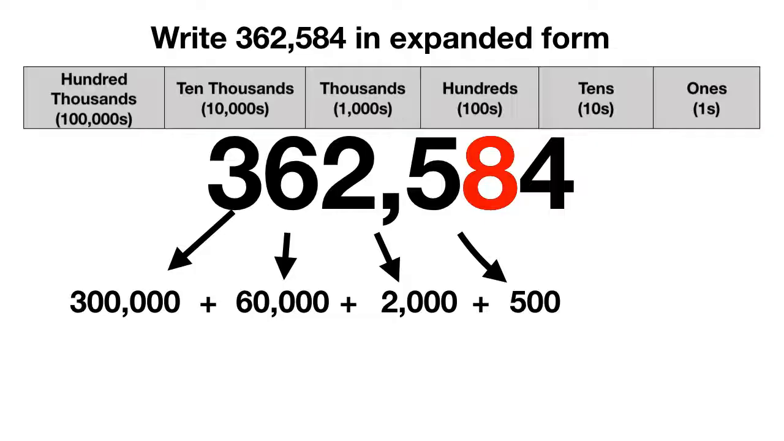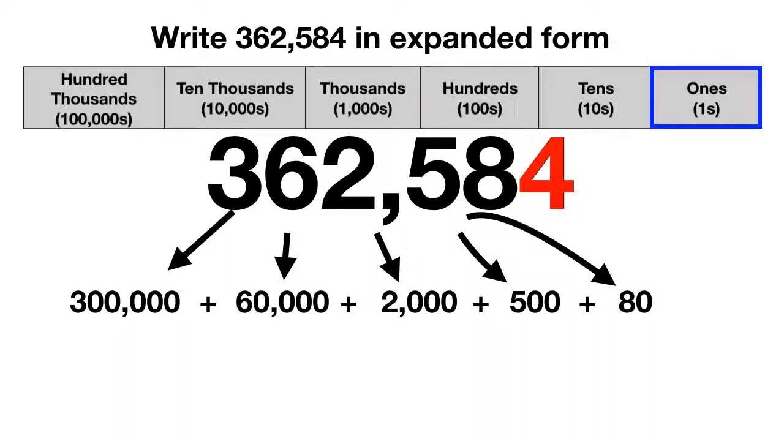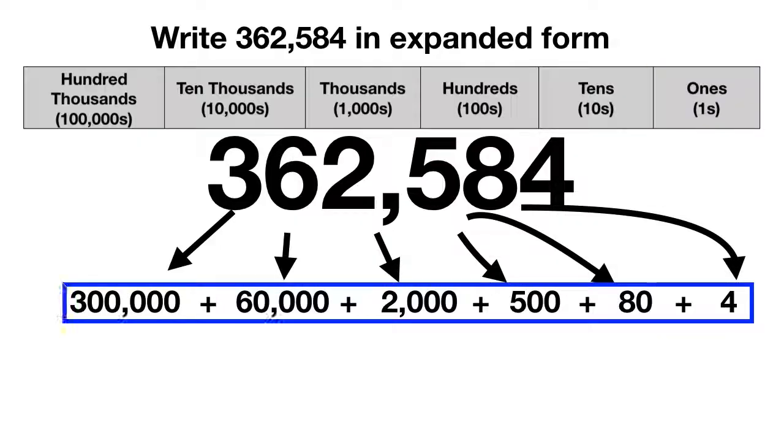What place value is the 8 in? The 8 is in the tens. 8 tens has a value of what? 8 tens has a value of 80. And lastly, the 4 is in the ones place, so it has a value of just 4. Here's one way of expanded form. But now remember, we can expand a number even further.